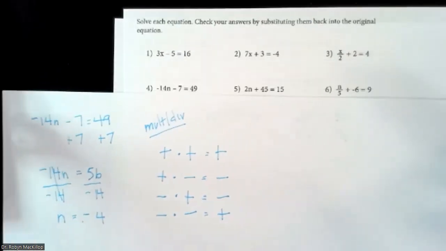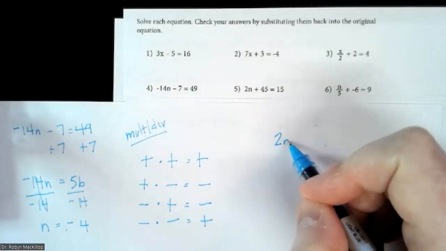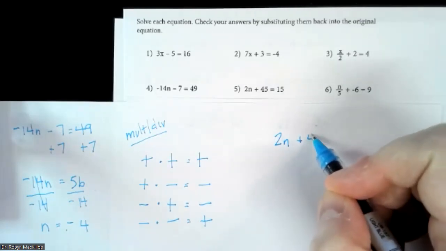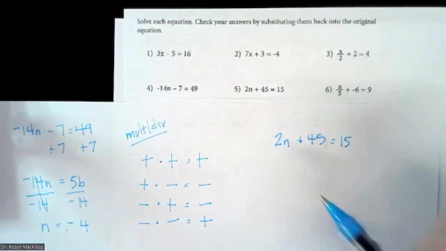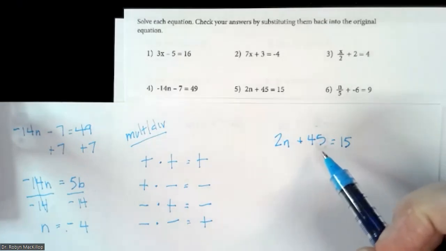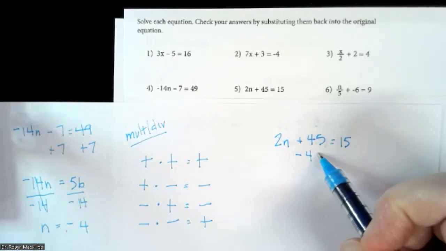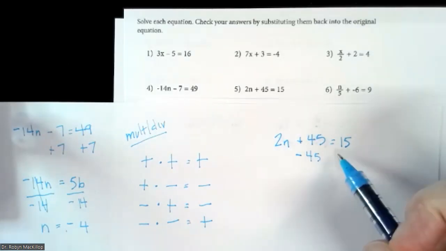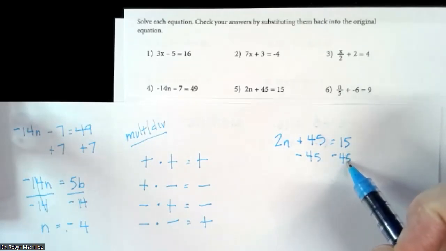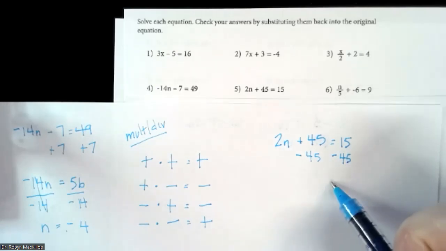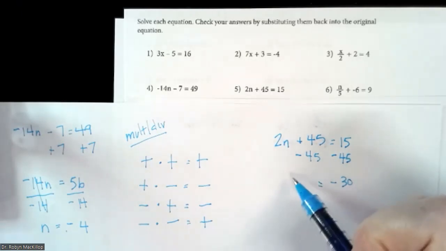All right, let's do number 5. We've got 2n plus 45 equals 15. And here we need to get rid of the extra 45. That's just kind of an outlier. We're going to take away 45 because that's now 0. We have to do the exact same thing on the other side of the equal sign. So 15 minus 45 is negative 30. Equal sign, bring down your 2n.